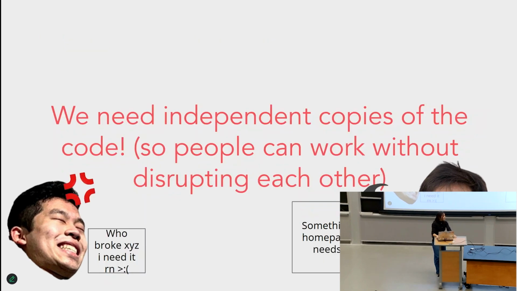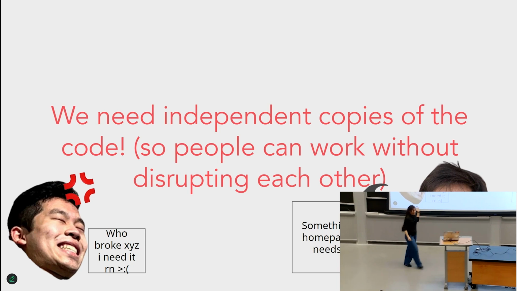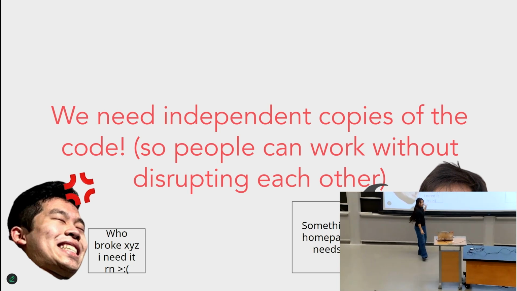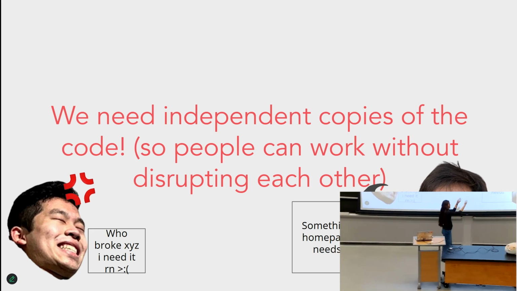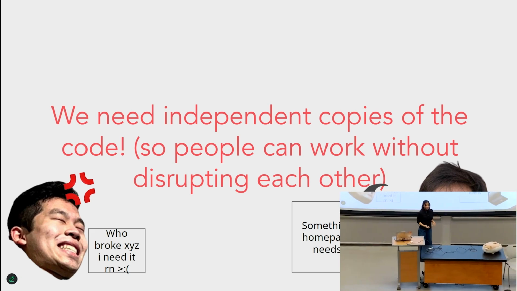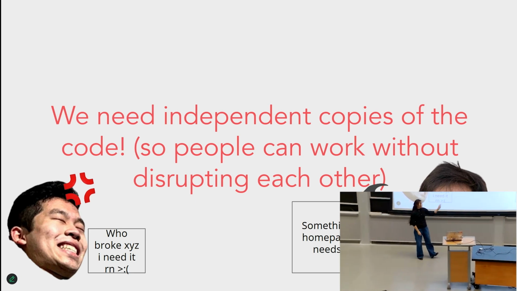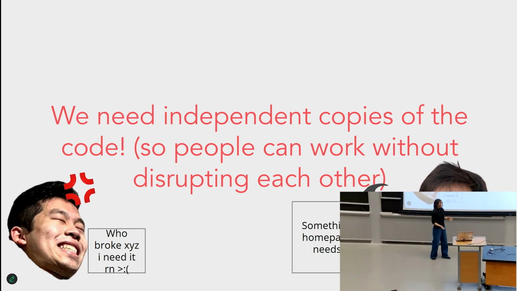And so the basic idea is we need independent copies of the code so that Nick can work on his part while Tony can work on his part. But if Tony breaks this thing as he's making his upgrades, Nick still has a copy of the old working version of whatever Tony was working on so that he can still work on his homepage.